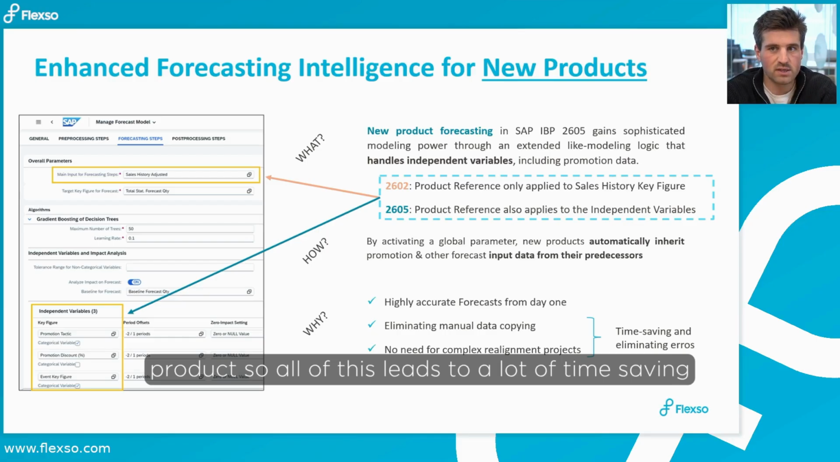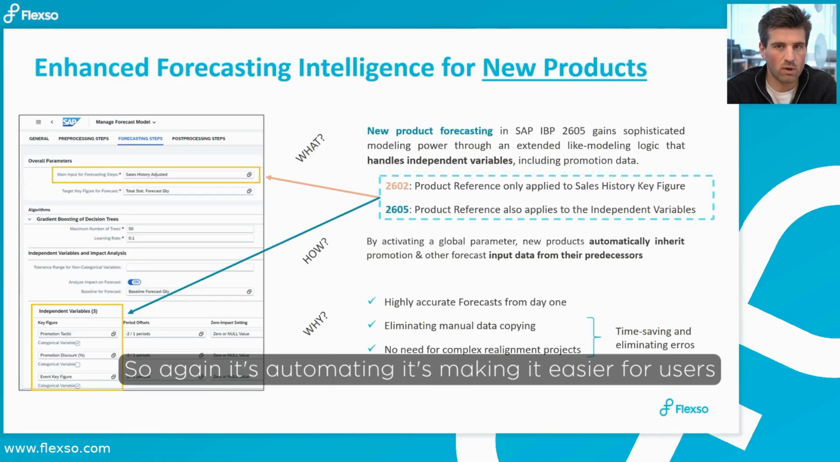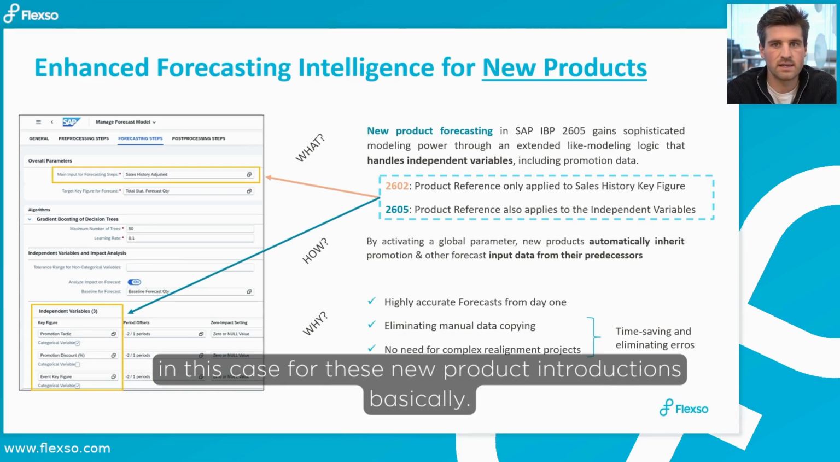So all of this leads to a lot of time saving and also the elimination of potential errors that might occur during the manual copy. So again, it's automating, it's making it easier for users to come up with statistical forecasting, in this case, for these new product introductions, basically.